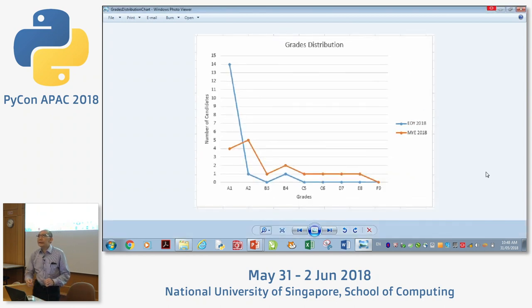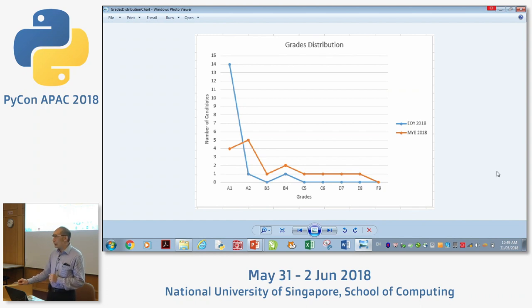Okay, this is a chart showing the results of their exams. It's a distribution of the grades from A1 to F9. The blue line makes any teacher very happy because you can see that the skew is towards distinctions. And that happened last year after they took their finals.